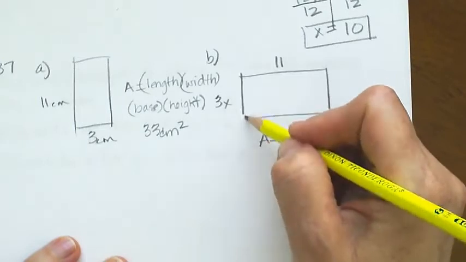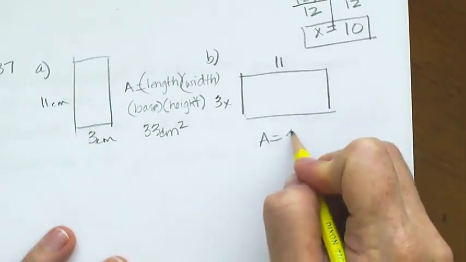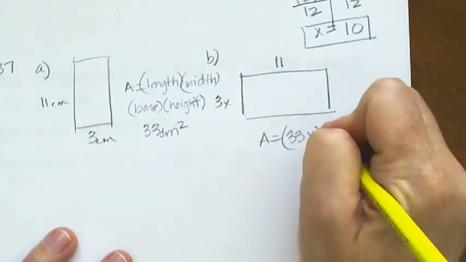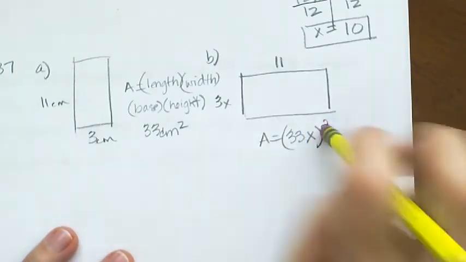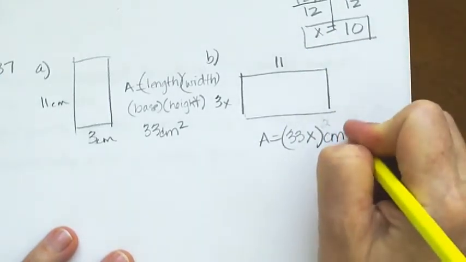Here we've got 3x times 11, so that wouldn't be 33, it would be 33x centimeters squared.